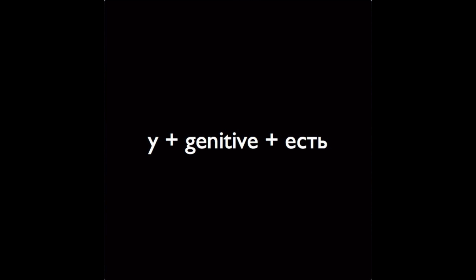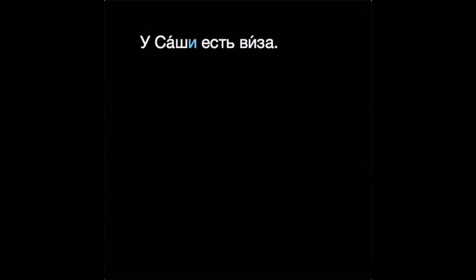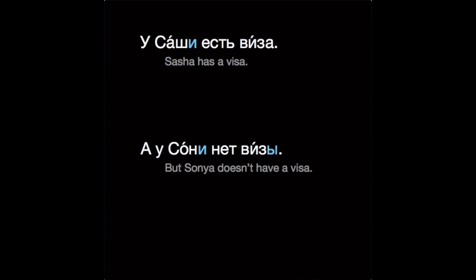You'll recall that we often use у and есть to say that someone does have something. У Саши есть виза. And since нет is the opposite of есть, we can use нет to say that someone doesn't have something. А у Сони нет визы. So you'll often see sentences like this with no subject.